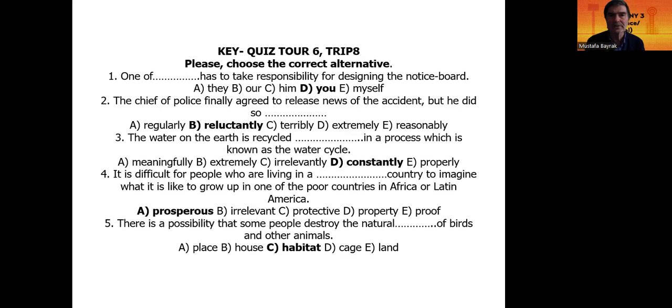3. The water on the earth is recycled constantly in a process which is known as the water cycle. 4. It is difficult for people who are living in a prosperous country to imagine what it's like to grow up in one of the poor countries in Africa or Latin America. 5. There is a responsibility that some people destroy the natural habitat of birds and other animals.